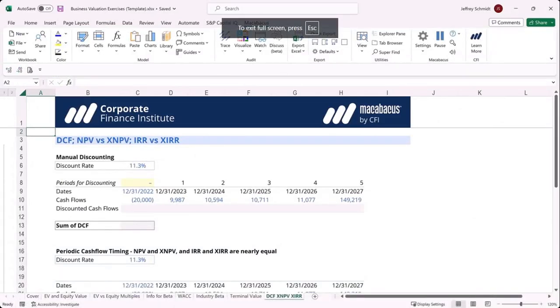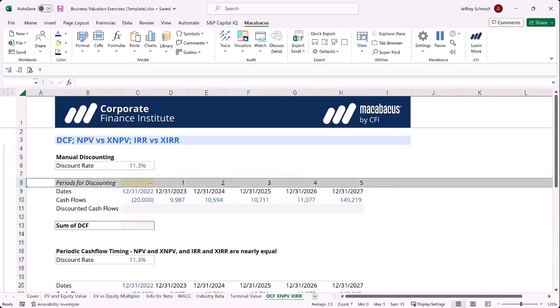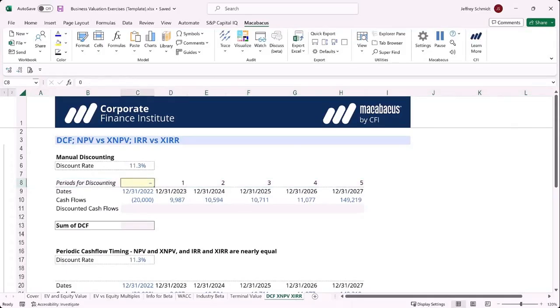However, we will start out by discounting cash flows using the manual method. Notice that we use periods for discounting in this method. Of course, we could make these periods more dynamic, but you get the picture. Also notice that these cash flows occur at the end of the year. To make sure that we don't discount the first year, we set the exponent to 0.